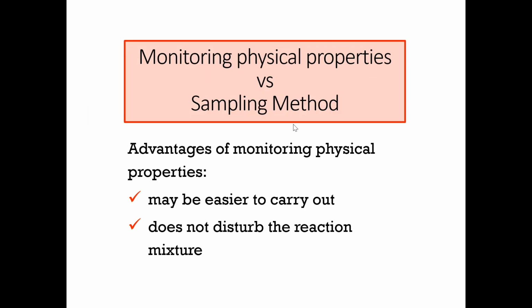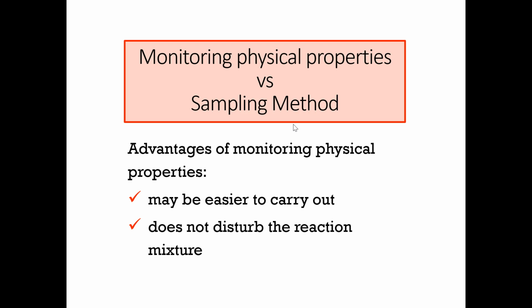So if you were to compare the monitoring physical property method versus the sampling method, the advantage of monitoring physical property will be the fact that it is really way easier to carry out, and it does not disturb the reaction mixture. What do I mean? Because when you do sampling method, your pipette need to go in and you need to draw and you need to adjust. So your reaction mixture is being disturbed.